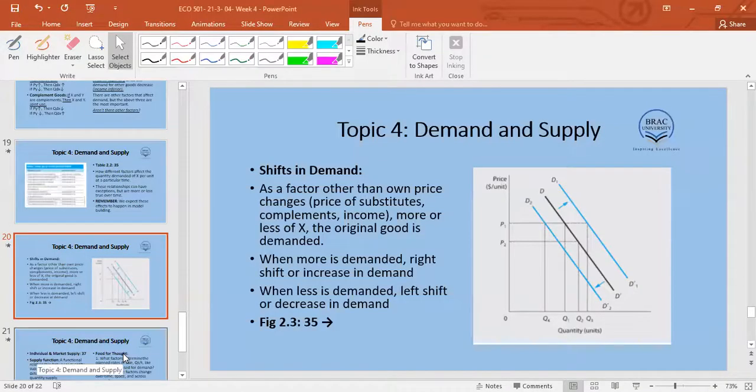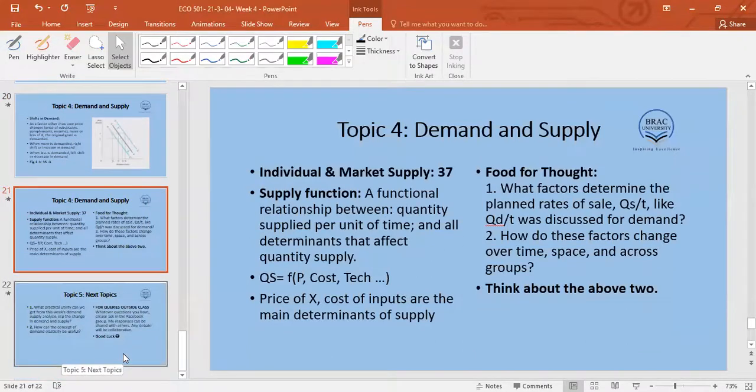Excuse me. Okay. What is this? Oh, it's the same for supply too.